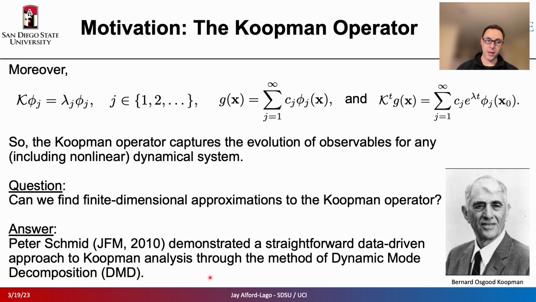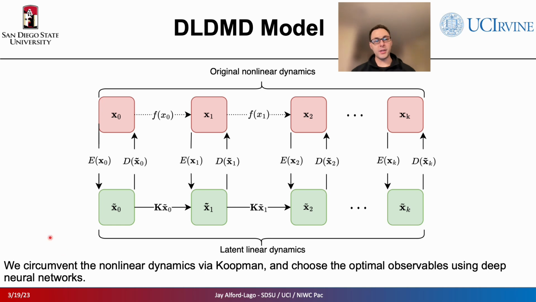A straightforward data-driven approach to Koopman analysis is something called dynamic mode decomposition. It turns out that DMD is highly dependent on the choice of observables, these functions of the data that you use in order to obtain your fits in the dynamic mode decomposition. What we've done is incorporate deep learning models to choose those observables for us.